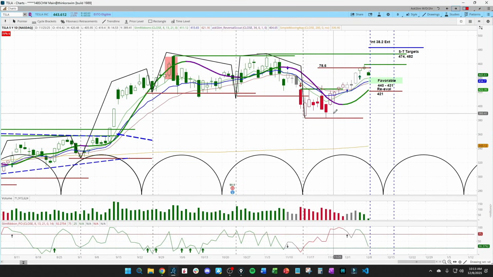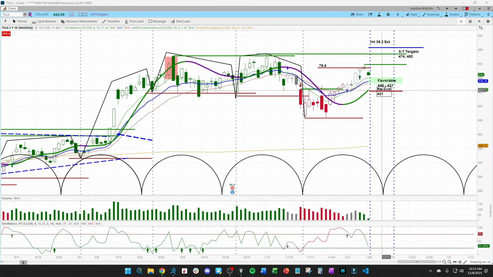Now there is a bull flag likely forming here in Tesla. Right on 440 to 431 is where I'm going to be watching to see if support comes in. If it loses the 421 level, that would invalidate this overall short-term bullish thesis.